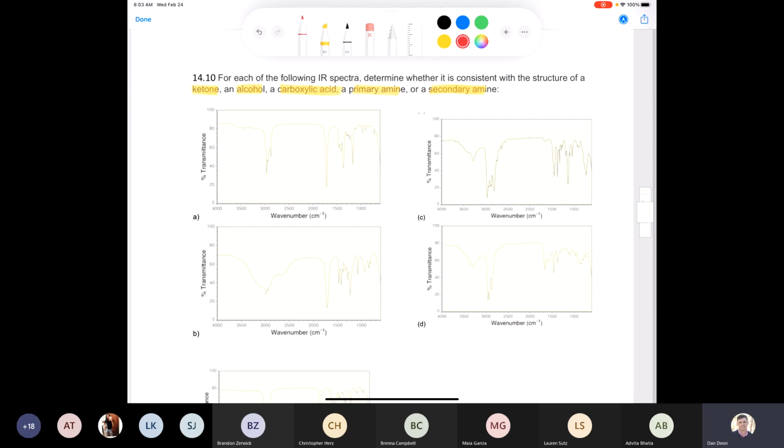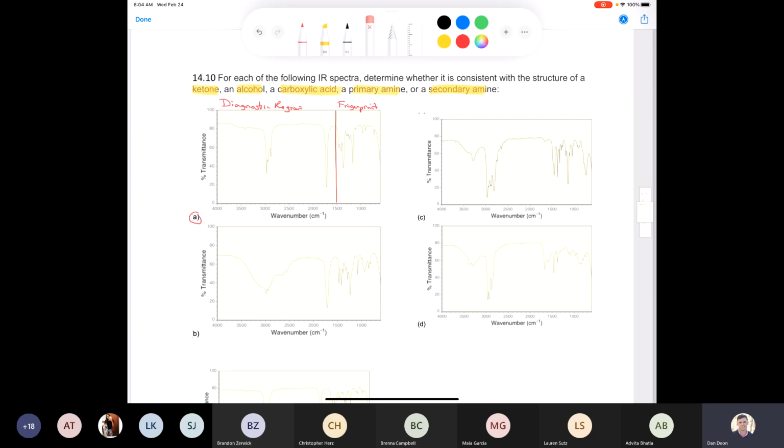If we start here with A, we see that we have wave number on our x-axis, and then we have percent transmittance over here. The first thing that I like to do is maybe draw a line at around 1500, because anything above 1500 is considered the diagnostic region, right? And anything below 1500 is called the fingerprint region. We don't spend a ton of time in the fingerprint region in this class. However, we do look at it from time to time, so we're not going to completely ignore it. Anyhow, so we've got the diagnostic region and the fingerprint region.